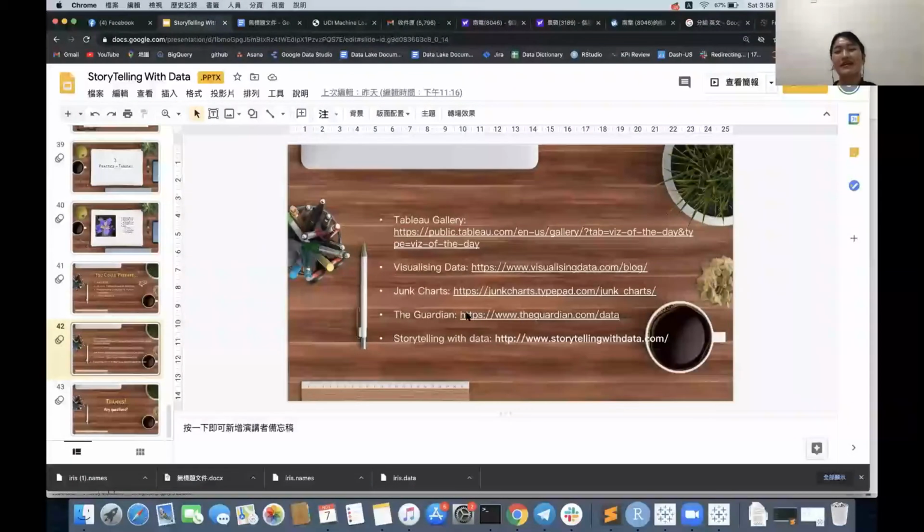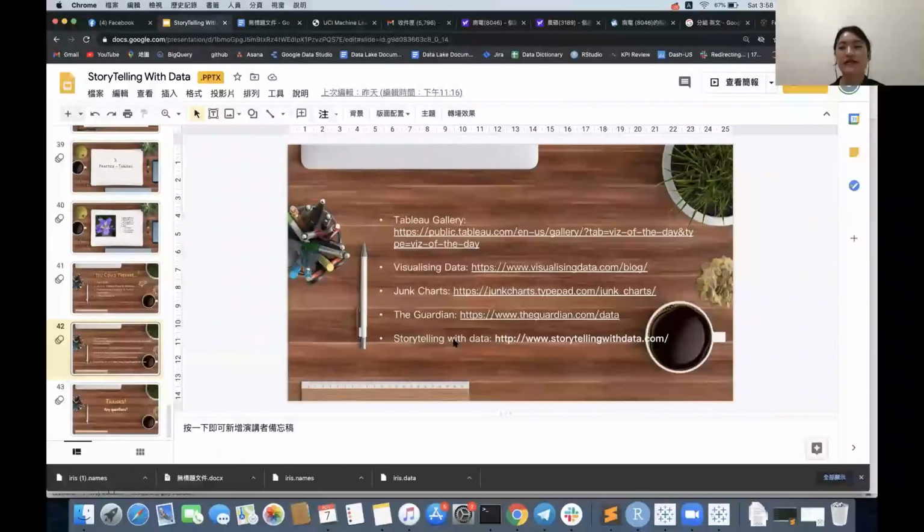Let me explain it briefly. The Guardian is a news outlet from the UK, and I think the most special thing is they use a lot of charts to present their ideas and to report the news. I think the Guardian is really good because you can get the information and at the same time learn how to do data visualization. So it is one of my favorite websites.